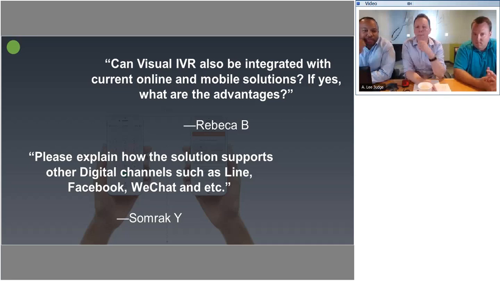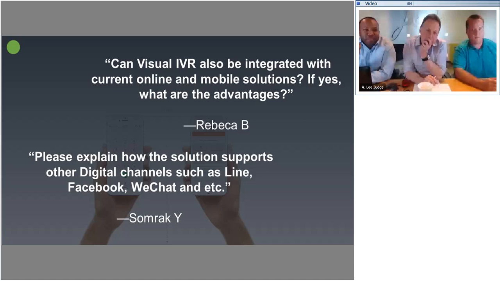Okay, it's a good transition into this question. Says, can Visual IVR, Martin? Did you have a comment? No. Yes, we hear you.